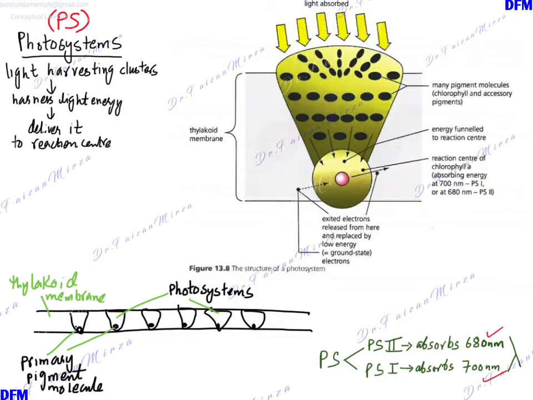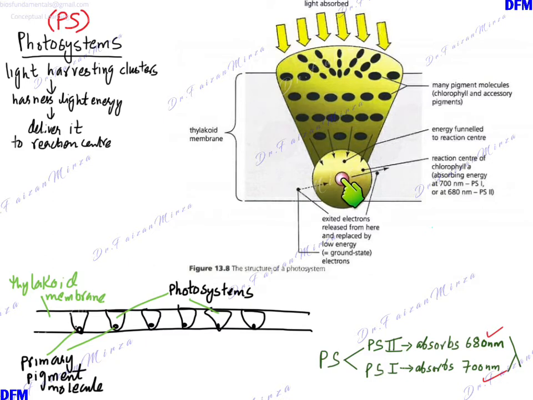This is what a photosystem looks like. What's a photosystem? Photosystem, abbreviated as PS, is actually a light harvesting cluster. These light harvesting clusters are present on the thylakoid membrane. You can recall where the thylakoid membrane is present in the chloroplast. These photosystems harness the light energy and deliver it to the reaction center. So this is the reaction center.